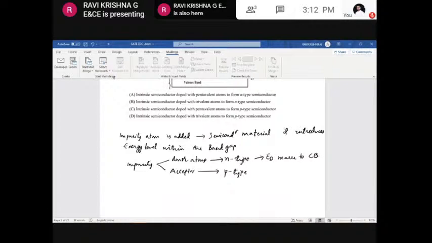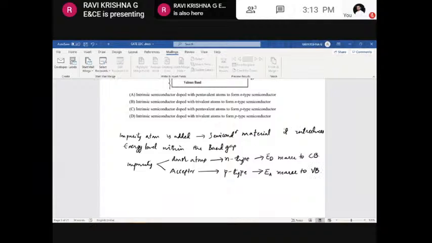Now, if we dope this intrinsic semiconductor with acceptor atoms, that leads to P-type semiconducting material, that is an extrinsic semiconductor. In this particular case, an energy level will be introduced. But where exactly will it be introduced? The energy level known as the acceptor energy level will be introduced in the energy band gap, nearer to the valence band.